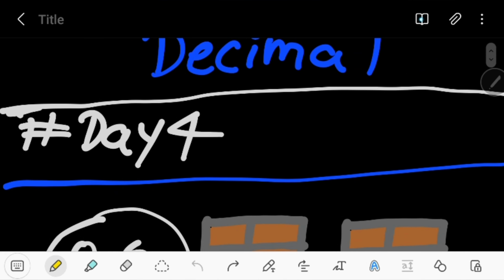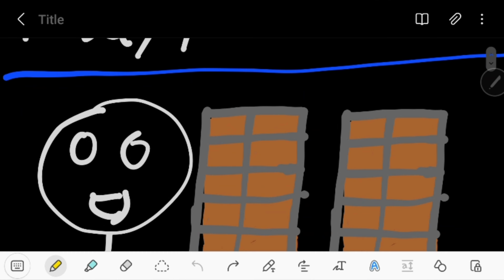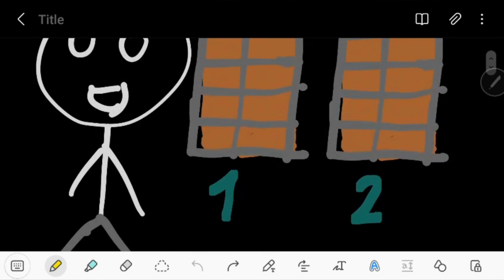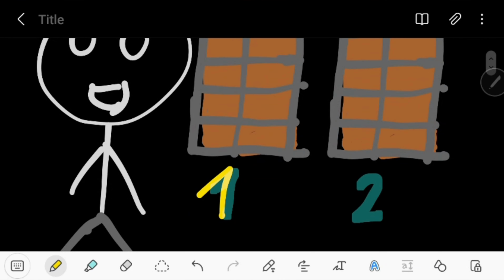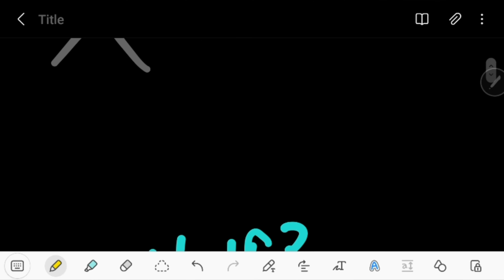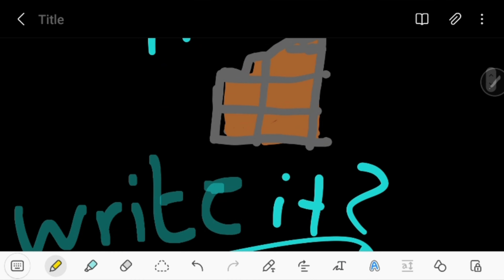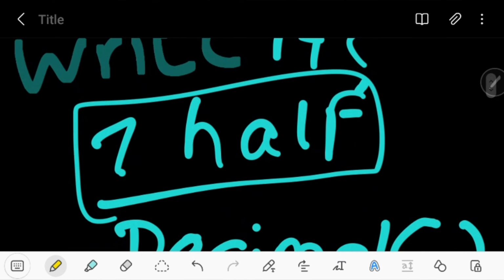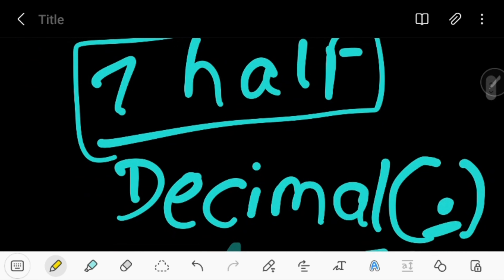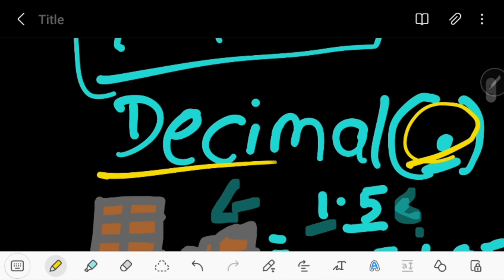So let's start. Imagine if you ate one whole chocolate bar, you would write it as 1. If you ate 2 whole chocolate bars, you would write it as 2. Obviously, as it is a very simple whole number. But what if rather than eating a whole chocolate bar, you ate half of it? How do you write it? Do you write it as 1/2? Obviously no, as it would be long and complicated. That's where this dot called the decimal comes into place.